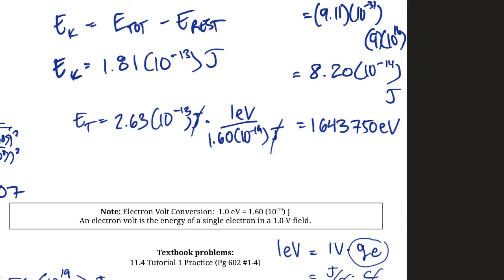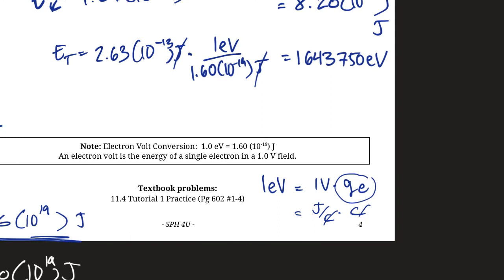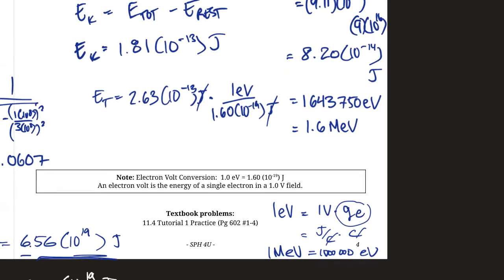Now, because there are so many of them, we could use scientific notation, but because this is in millions of electron volts, we can say this is a mega electron volt. A mega electron volt, MeV, is equal to 1,000,000 electron volts. Mega is just the prefix for million. I always remember it because they both start with M, right? So I can just say that this is 1.6 mega electron volts. 1.6 is a nice number to use, right? It's much easier than saying 2.63 times 10 to the negative 13 joules. So when we have questions like this, that might be a convenient unit to use.